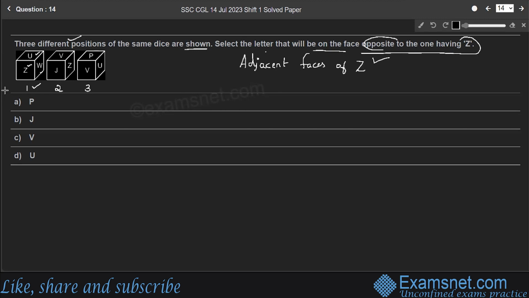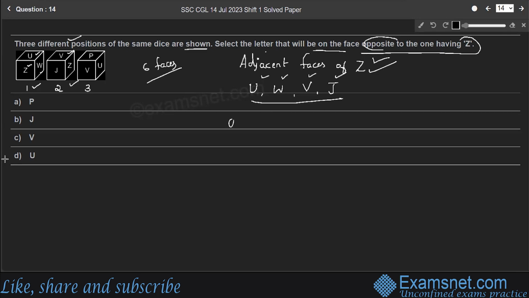So look at the first position, in which the adjacent faces of Z are U and W. These two are adjacent faces. Whereas in the second position, V and J are adjacent faces of Z. Since a dice has 6 faces, top, bottom, left, right, front and back, one of the faces is Z and its adjacent faces are U, W, V and J. And there is one face remaining. That should be the opposite face of Z, right? There will be only one face which is opposite to each face, right?